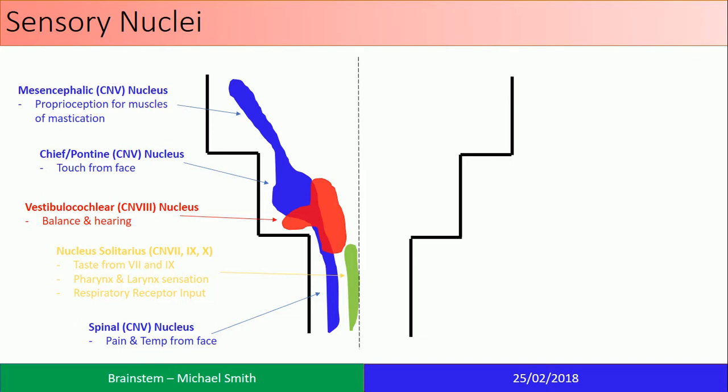So this has our taste sensation, because that's, again, a sensory input from cranial nerve 7 and from cranial nerve 9. It also has our pharynx and larynx sensation, which come from our cranial nerves 9 and 10, and it has input from the respiratory receptors, and these are again cranial nerve 9 and 10 input. And that's as simple as the sensory nuclei are. So if you can remember that, you know the sensory side.